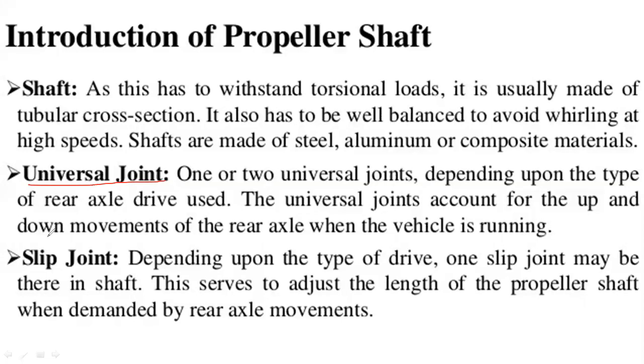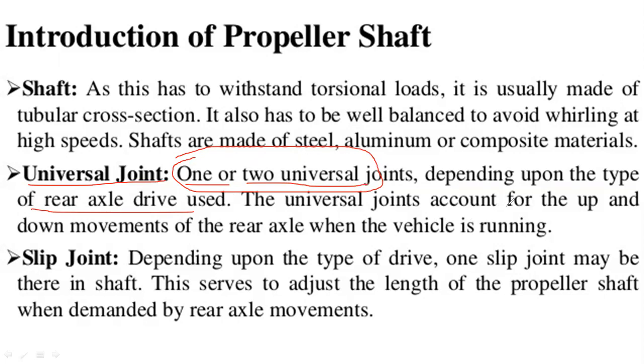It depends on whether we are using one or two universal joints, depending upon the type of rear axle drive. We are taking different axle drives: front axle drive, rear axle drive, four-wheel drives, or individual drive mechanisms. These are the different drive mechanisms used in the automobile vehicle system. Based upon this condition, we are using one or two universal joints.